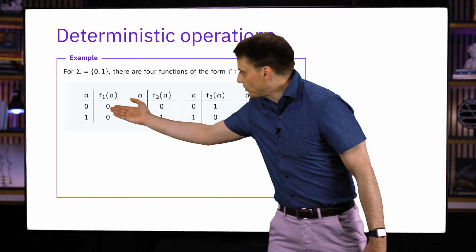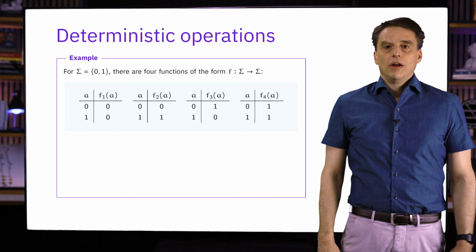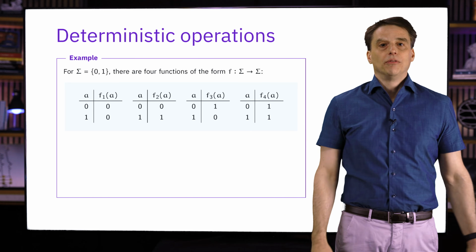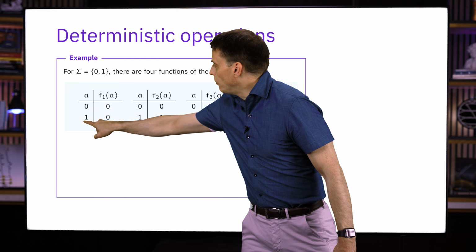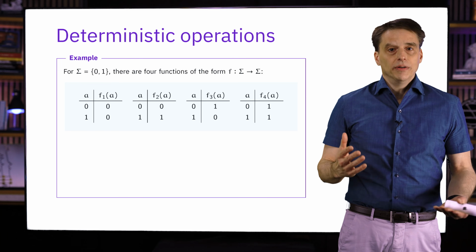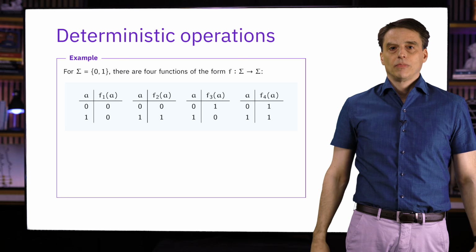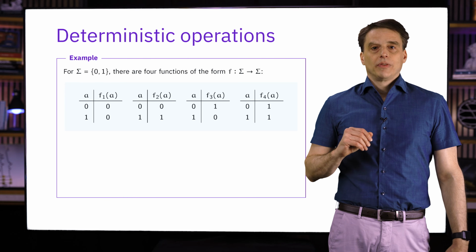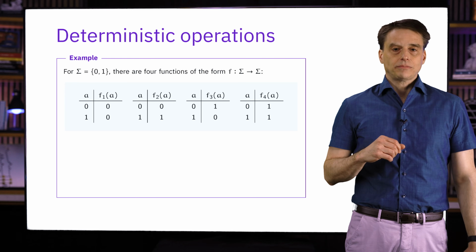Here those 4 functions are described by their so-called tables of values. The first table describes the first function, which we've named f1. For each possible input on the left, we list the corresponding output on the right. So f1 of 0 is equal to 0, and f1 of 1 is again equal to 0. And that is to say that f1 is the constant 0 function. It always takes the value 0. The second function, f2, is the identity function. The output is always equal to the input, as you can see from the second table.